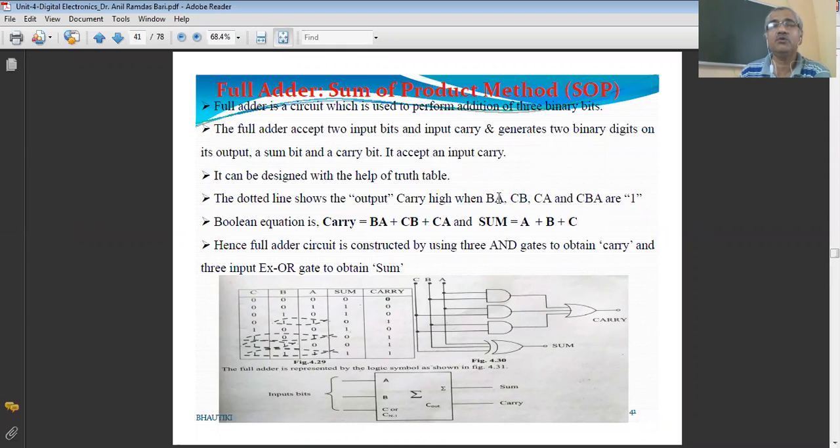सो म्हणून आता इथे हा ABC, हा इथे CA, CB आणि C, तर या तिघांमध्ये ABC येऊन गेलेलं आहे. त्याच्यामुळे आपल्याला CBA सेपरेट घेण्याची काही गरज नाही, बिकॉज इट विल बी ऑलरेडी देअर. म्हणून बुलियन इक्वेशन काय होईल, कॅरी इज इक्वल टू BA प्लस CB प्लस CA. म्हणून देअरफोर दिस मेथड इज कॉल्ड ॲज द सम ऑफ प्रॉडक्ट मेथड.